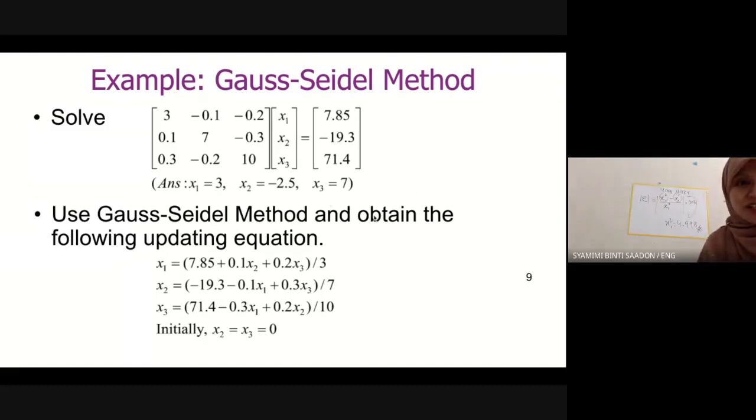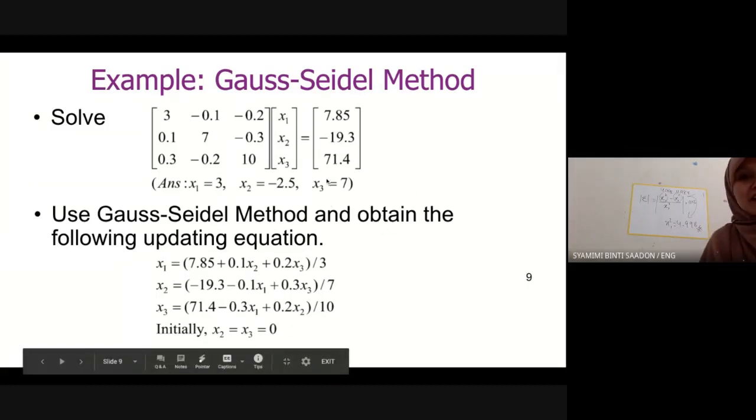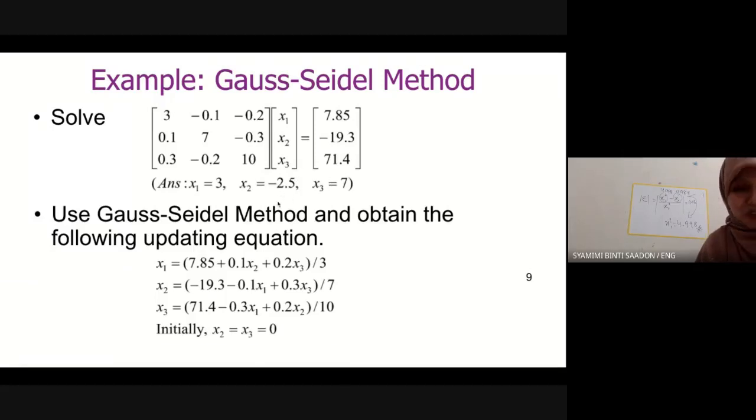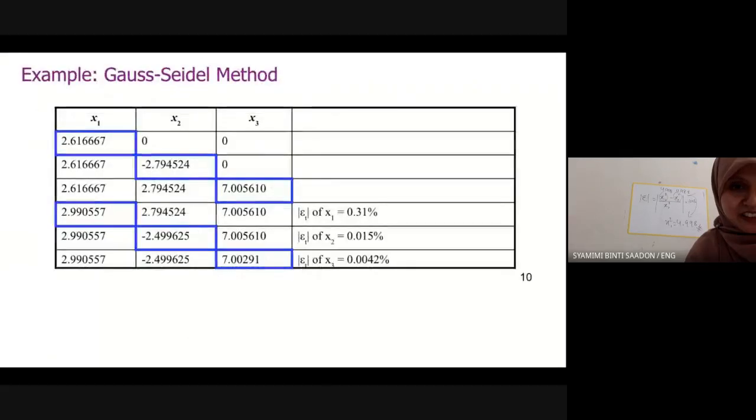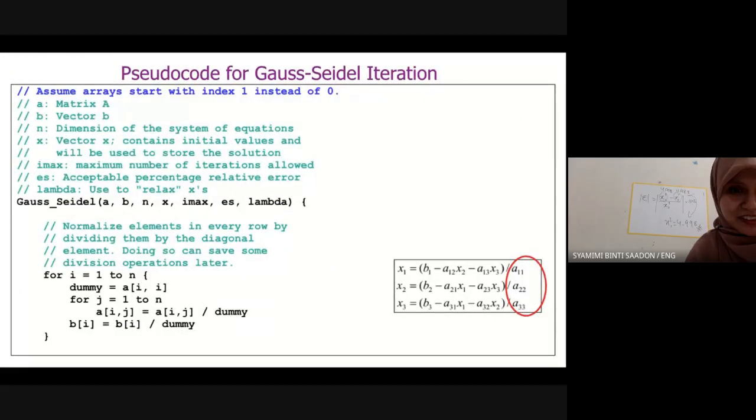Okay, this is the same. So try to do this later on. I will upload the slide. Okay, so this is an example. I will try to explain this first.